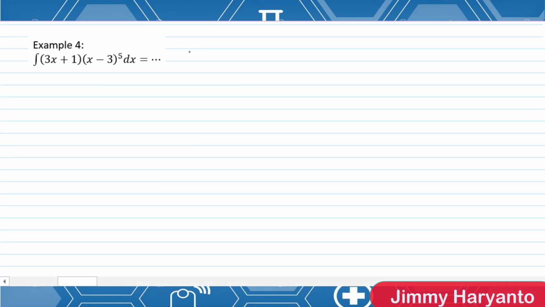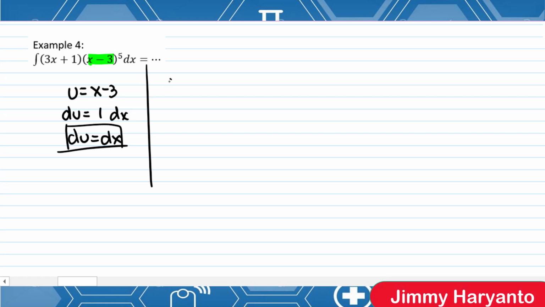Next is example 4. For example 4, it's a little bit different from the previous one, because this one we have to use our logic to make it into u. For this one, I will let this function be u. So u equals x minus 3, and the second step, du equals 1 dx, and the third step will be dx equals du. This is the preparation, and then you have to change the equations into u.